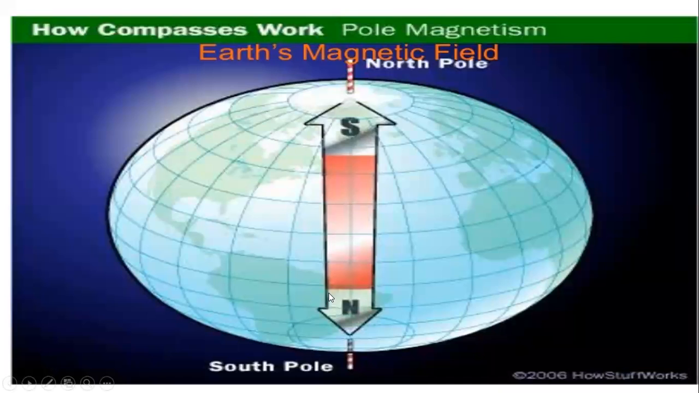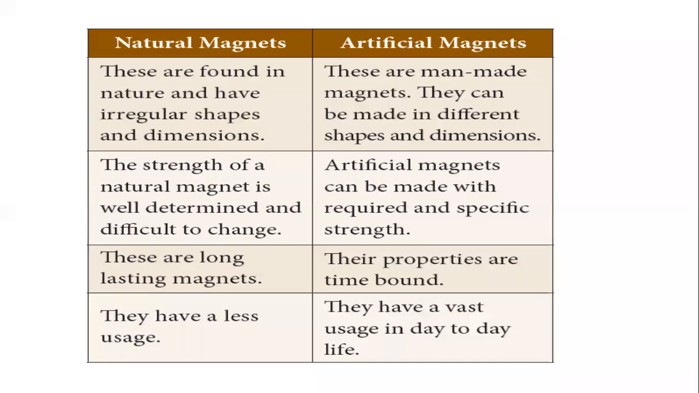Okay. How compasses work, full magnetism and earth magnetic field. So this is earth magnetic field. Okay. So let us learn the difference between natural magnets and artificial magnets.